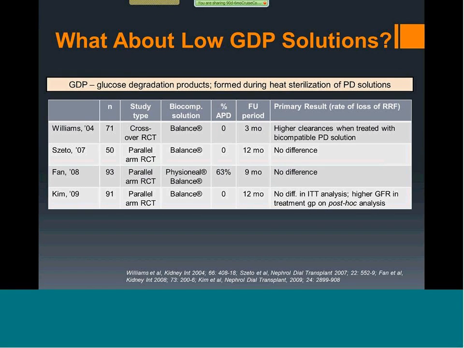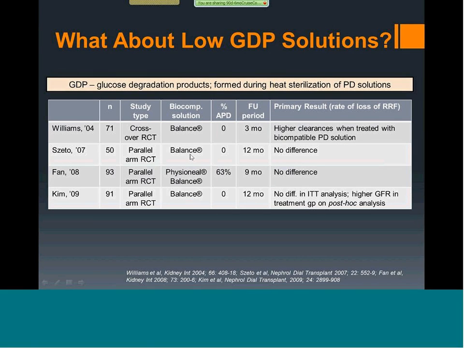There are new solutions that have been introduced in the United States that are considered to be what is called biocompatible. They have low concentrations of glucose degradation products. And there was an initial study that was meant to claim that if you use these biocompatible PD solutions, you will be able to preserve your residual renal function for a longer period of time.